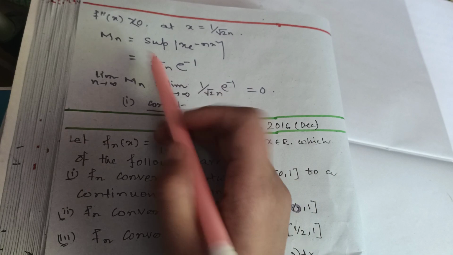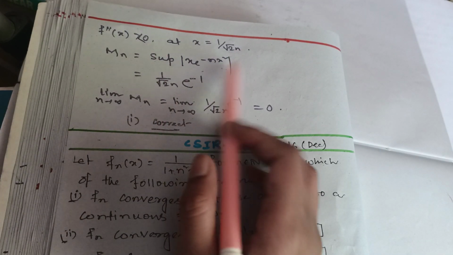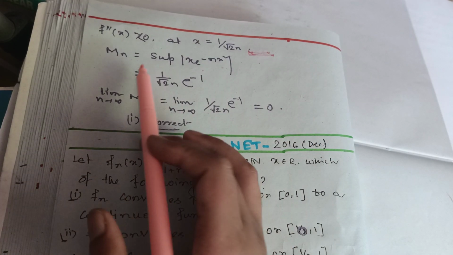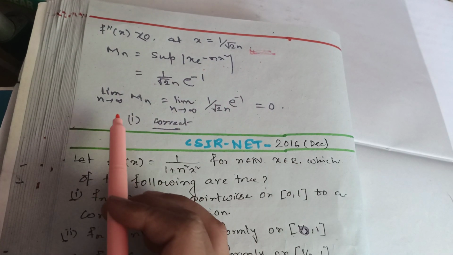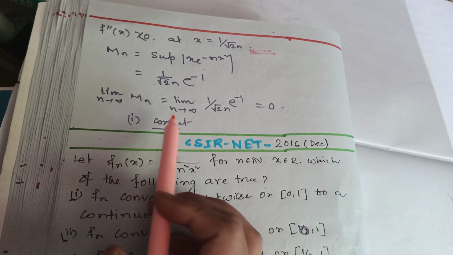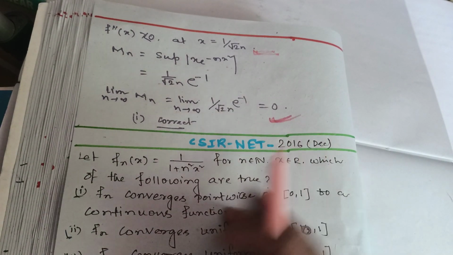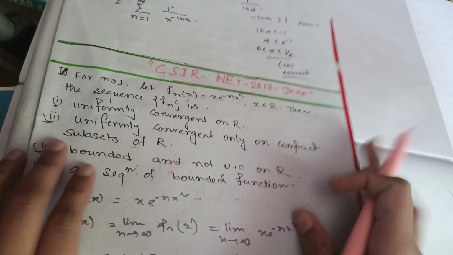Now we put the double derivative, and we get a value less than zero, so x equals 1 by root 2n. This is our maximum point of this function. So here we put Mn equals 1 by root 2n e to the power minus 1. Now limit n tending to infinity, Mn equals limit n tending to infinity of this, which equals 0, so this is uniformly convergent, so here option first is correct. I hope it is clear.